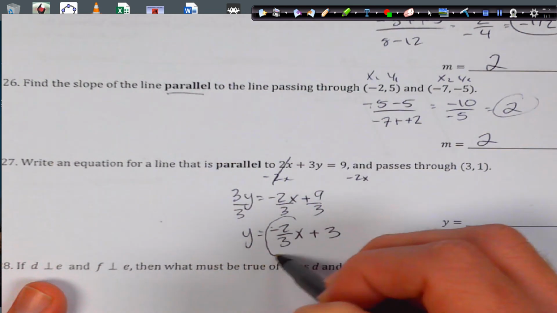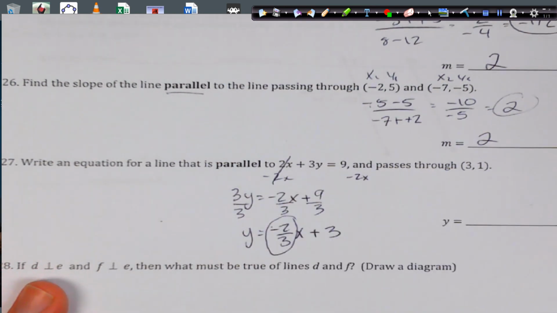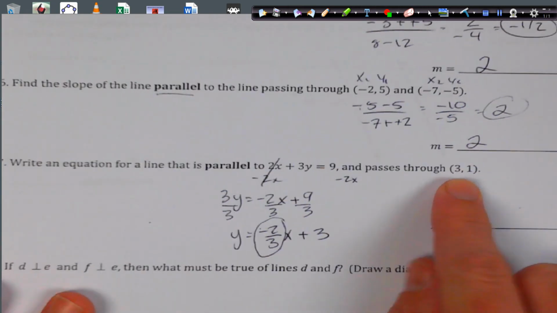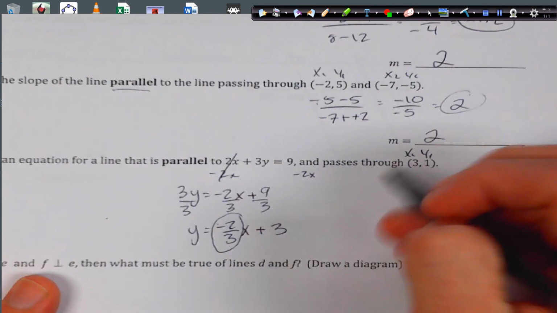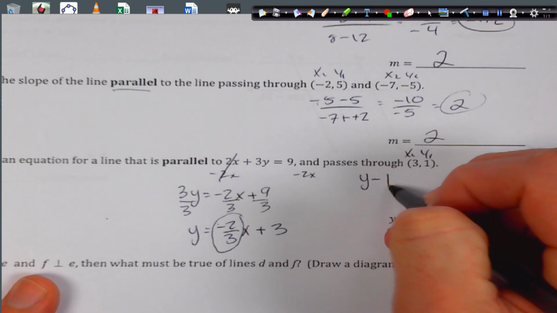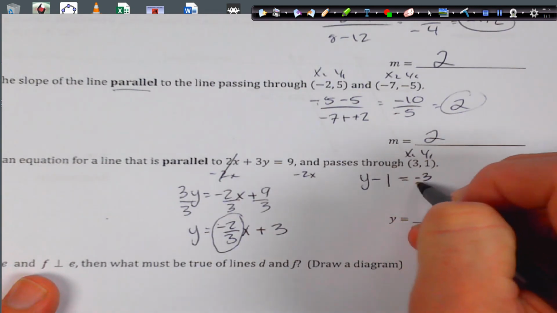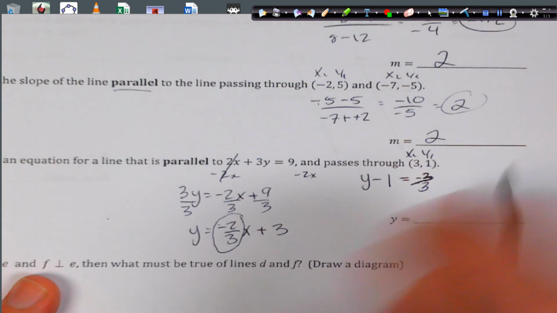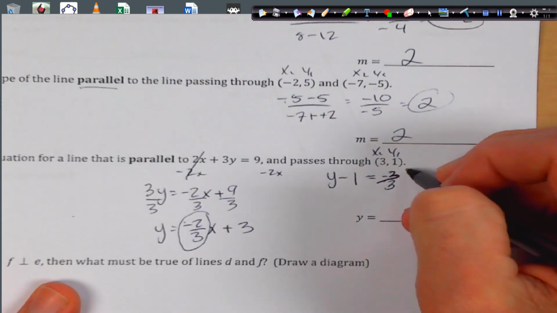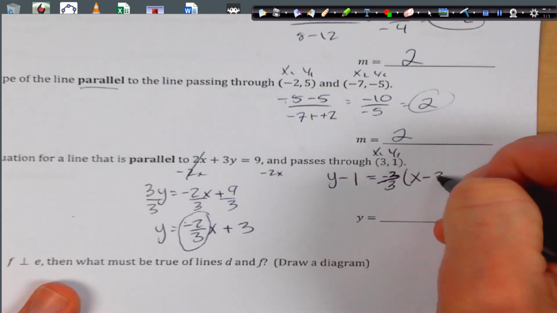And so right there is my slope. So we're going to put that as my slope. And we have our point, x1, y1. So I'm going to put this into point-slope form, which is y minus y1 equals m, which is our slope, that's negative 2 over 3, and then x minus x1, which is 3.